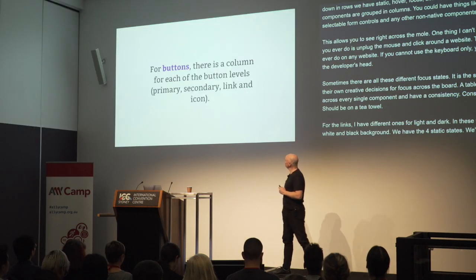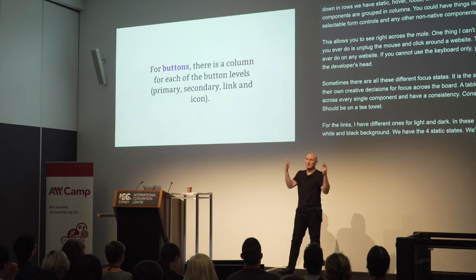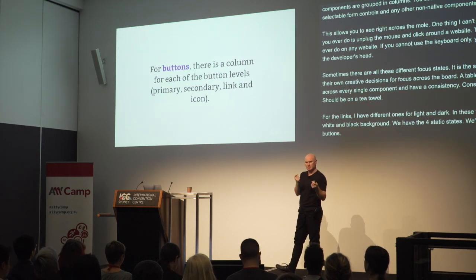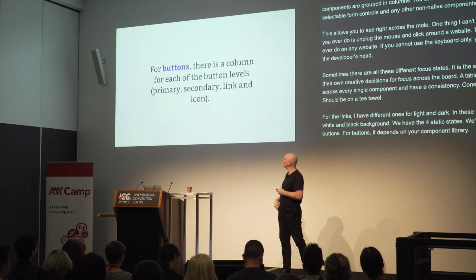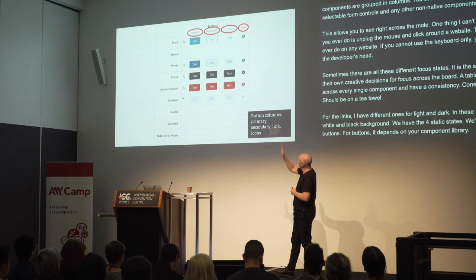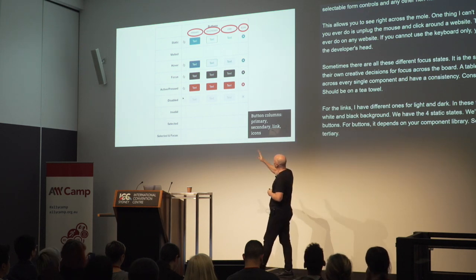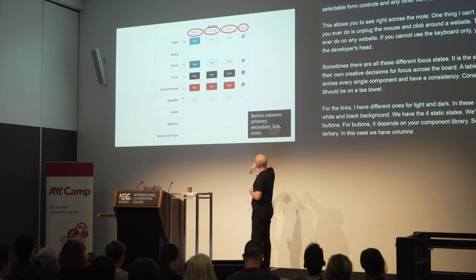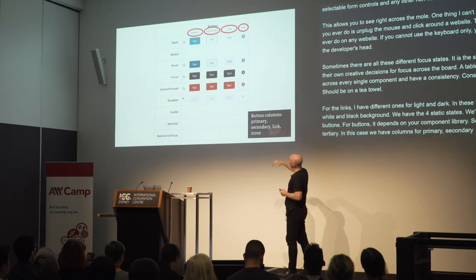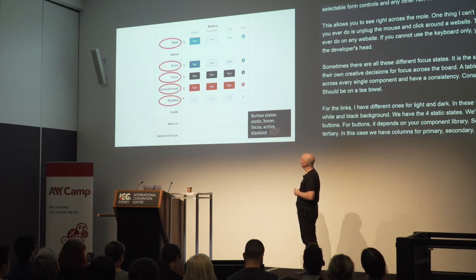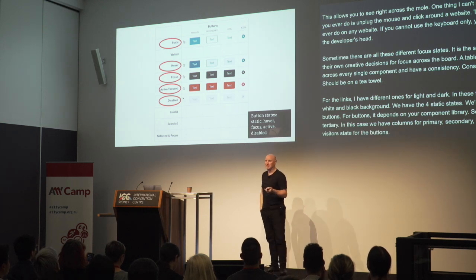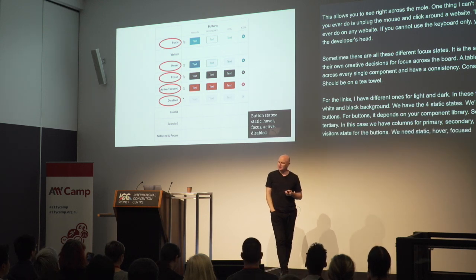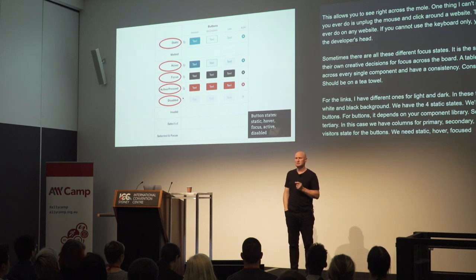Next up, we have buttons. And for buttons, it depends on your component library. A lot of things like Material Design, and ones I work on, they have things like primary, secondary, tertiary, and icons or something like that. So in this case, we have columns for primary, secondary, link, and icon. And you'll see we don't need a visited state for the buttons, but we need a static, hover, focused, active, pressed, and sometimes a disabled. You notice I didn't put a disabled link? That is the work of Satan.